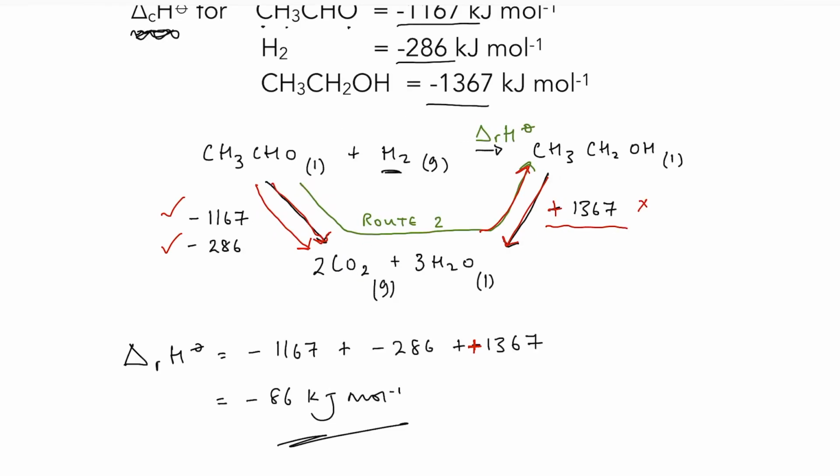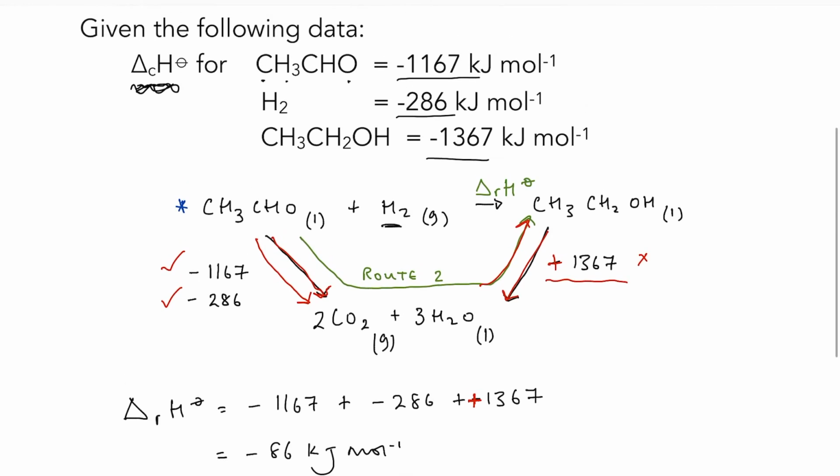So let me finish by just recapping or summarising the way that these cycles are drawn out. Step 1 is to write out your equation for the reaction for which we're trying to find the enthalpy change. You write it out exactly as it's given in the question. Step 2 is to look and see whether the data you've been given to construct this cycle is enthalpy of combustion or enthalpy of formation.